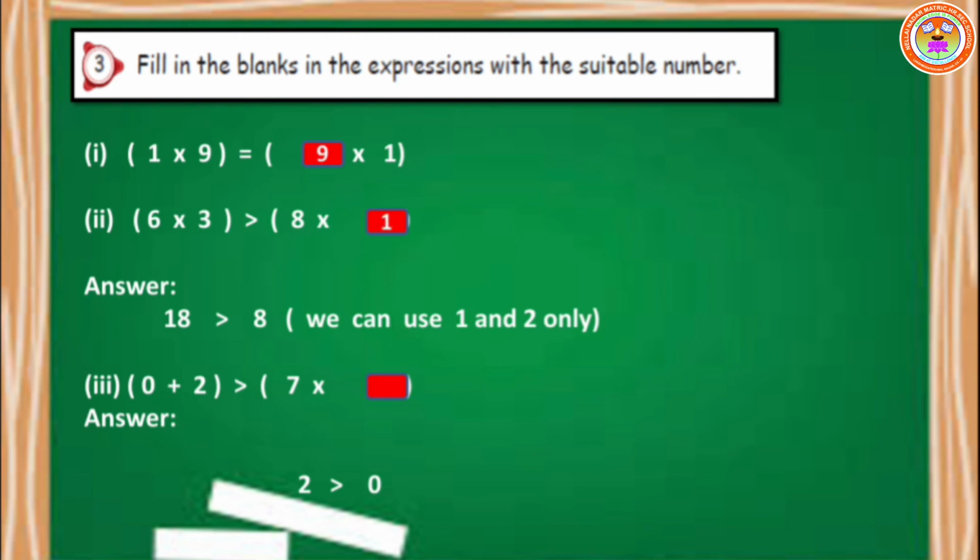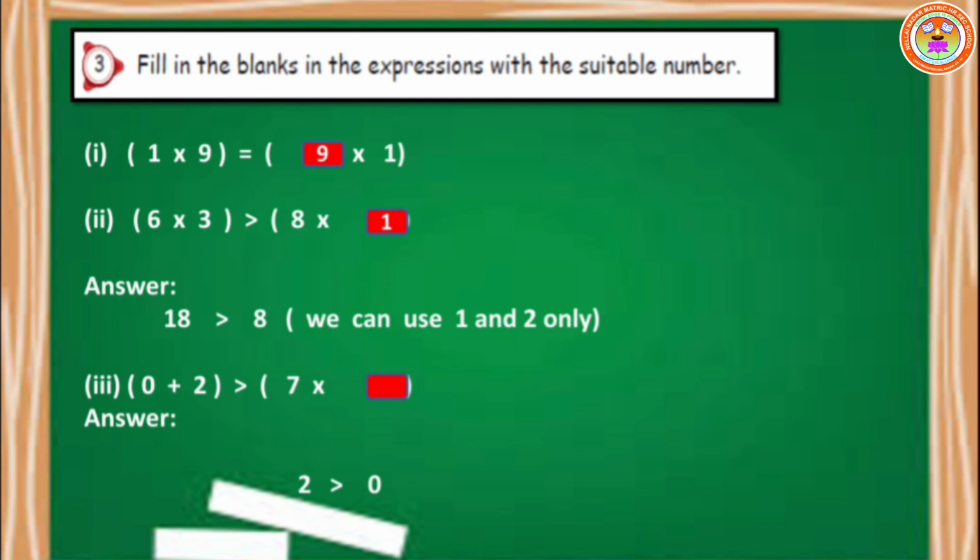Second one, 6 into 3 is greater than 8 into one empty box. That is, the answer will be 1. How? 6 into 3 is 18, which is greater than 8 into 1 is 8. Because on the left hand side they have given the value 18, you can multiply 8 with only 1 or 2, because 8 twos are 16. So you can multiply either 1 or 2. Is it clear, students? Yes.